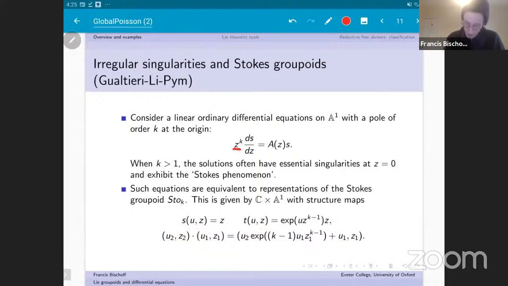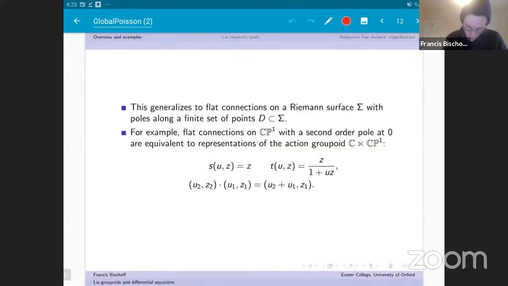Okay. It's also possible to generalize this, and this is what they do in their paper. They generalize to flat connections on a Riemann surface which have poles along a finite set of points. A nice example of this that I like is flat connections on the Riemann sphere which have a second order pole at the origin. These are equivalent to representations of an action groupoid, where it's the action of C by translation on the Riemann sphere. So this has a fixed point of order 2 at 0.